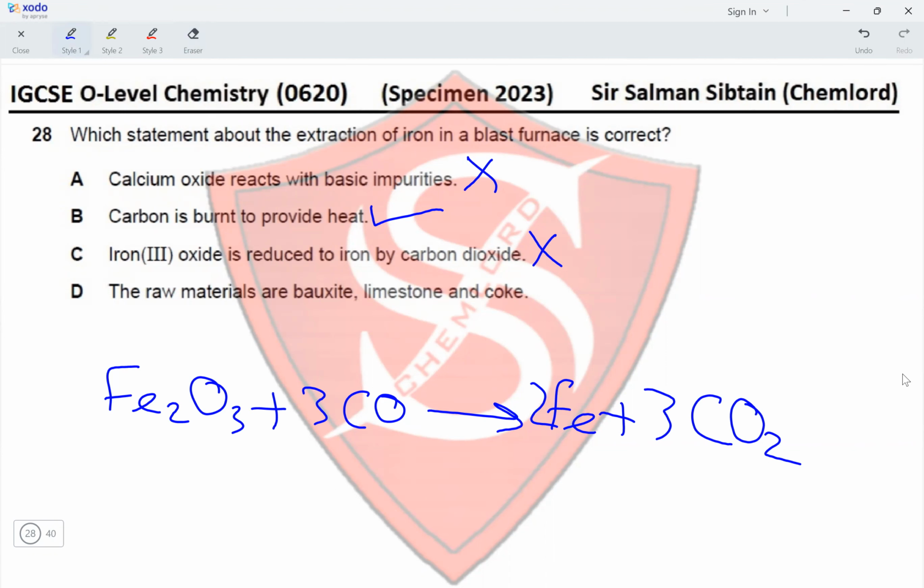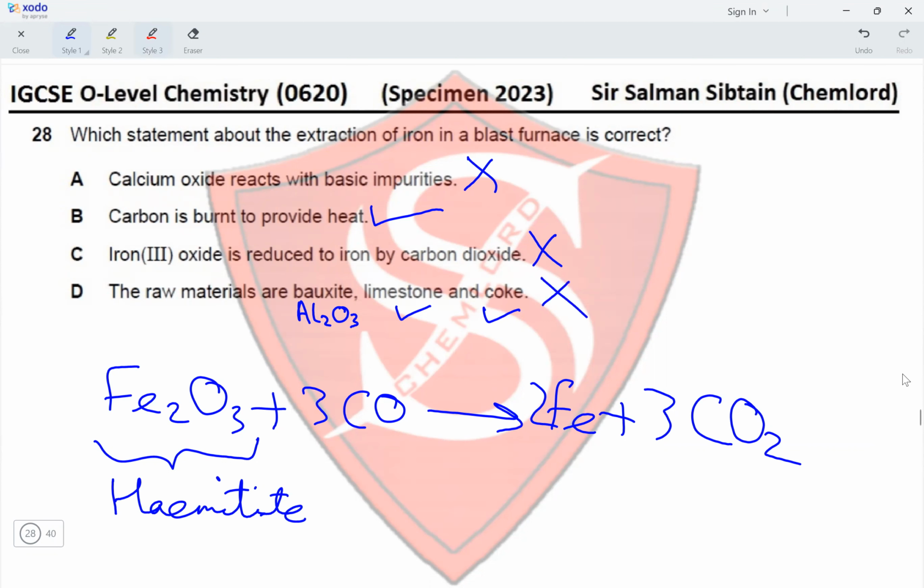And the last one, the raw materials are bauxite, limestone, and coke. Limestone and coke are correct. Bauxite is Al2O3. The ore of iron, Fe2O3, is called hematite. So instead of bauxite, if hematite was written, then this statement would have been correct. Therefore, the correct option for this question is option B.